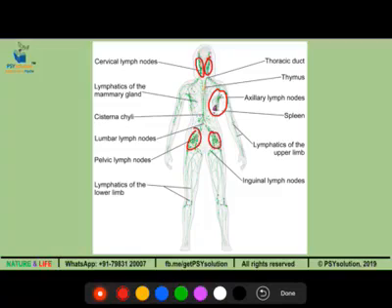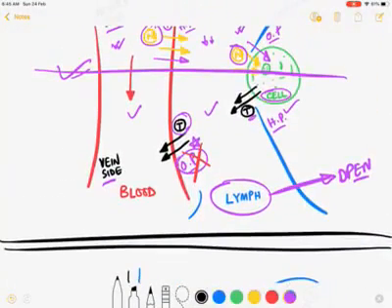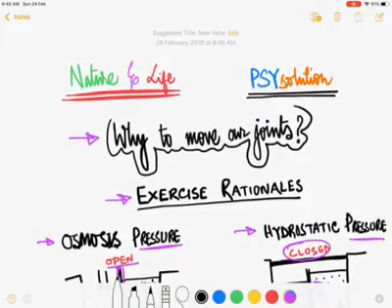So whenever we move our joints, the lymph nodes get a push and the toxins get pressure from the lymph side to the blood side. Then the toxins get transported from the lymph to the blood. That is why movement of the joints is very important. Unless we move our joints, the toxins do not get transported easily and effectively to the blood for further filtration. So for our optimum wellness, this is the rationale for doing regular exercise.